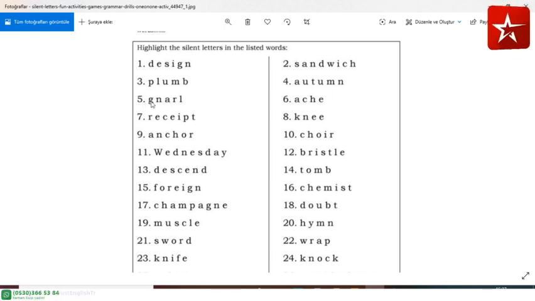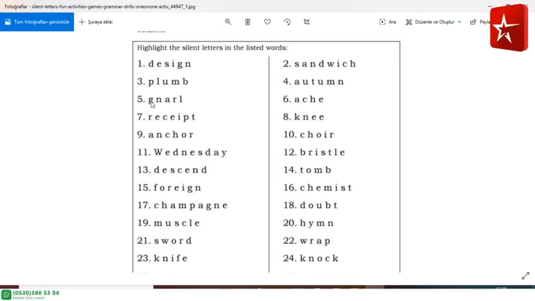And number 5. G-N-A-R-L. Which one we don't pronounce? Can you tell me which answer is correct? It means a rough or twisted lump on a tree or a piece of wood. We call it gnarl. Which letter isn't pronounced?